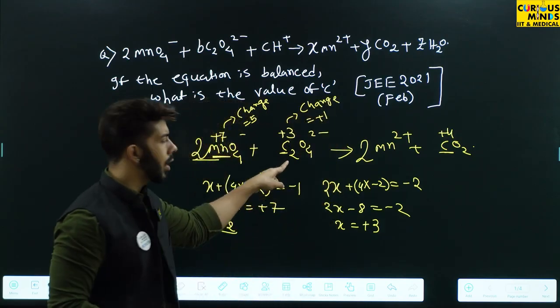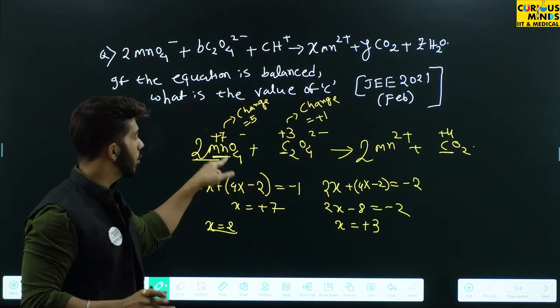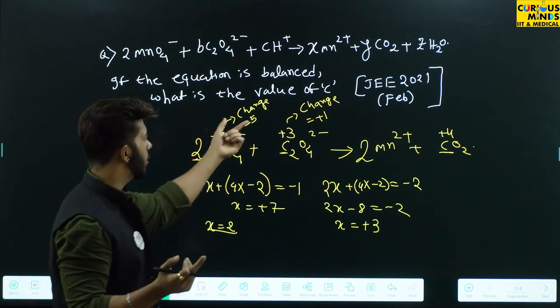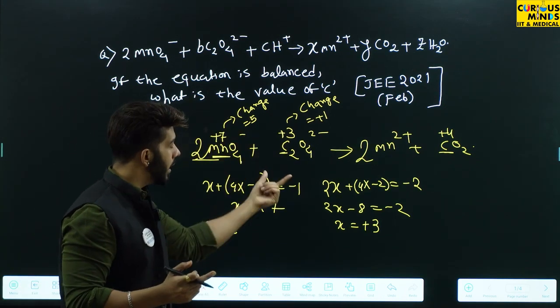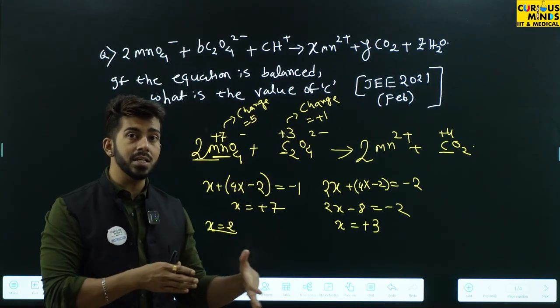But can you see 2 carbons are there? If you check the manganese in the same way, you will see only 1 manganese is there. That's why we had to take just 1 manganese, multiplied by 1. But here we have 2 carbons. That means we have to multiply whatever the change is by 2.